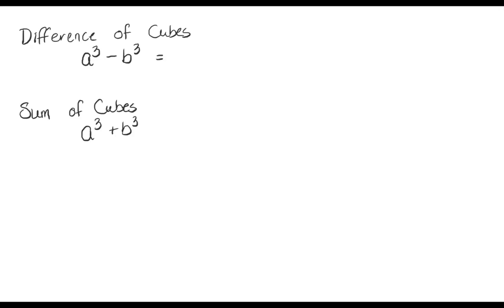So in these factorings, you're going to have a binomial, and then you're going to have a trinomial. So 2 terms, then 3 terms. And that shouldn't be surprising because of the cubes. 2 terms, then 3 terms. The first factor is the easy one to remember. It's just the original A and B with the same sign between. A minus B.